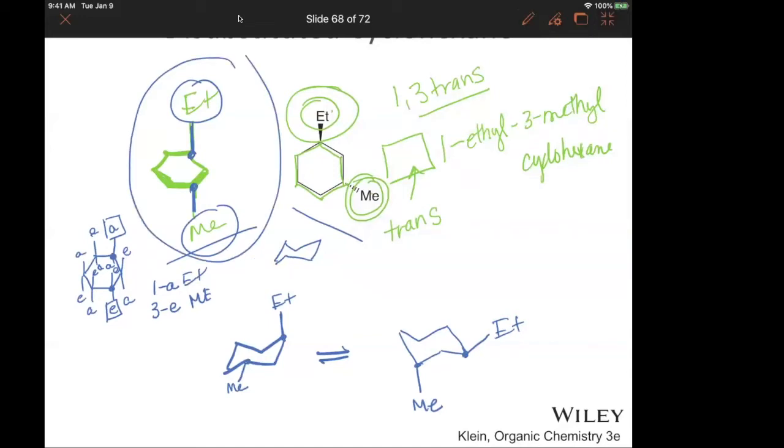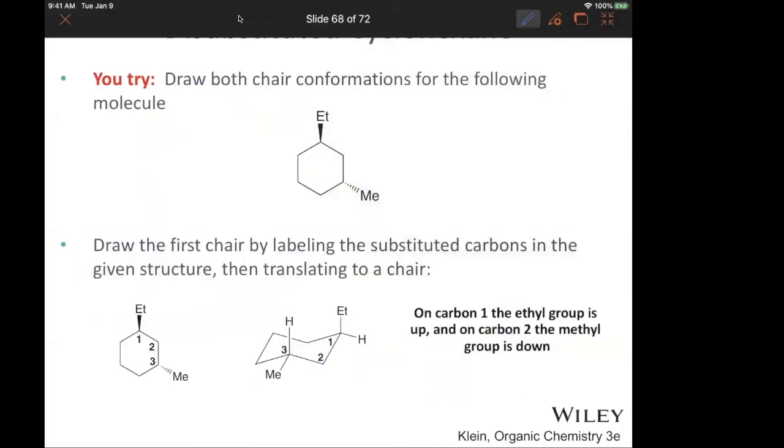If we had to decide which was more stable, we would say that the bigger ethyl group needs to be equatorial. The equilibrium would actually probably be more like that, where this one is favored because the big group is equatorial. And so if my drawings were a little bit messy, here's what happens.